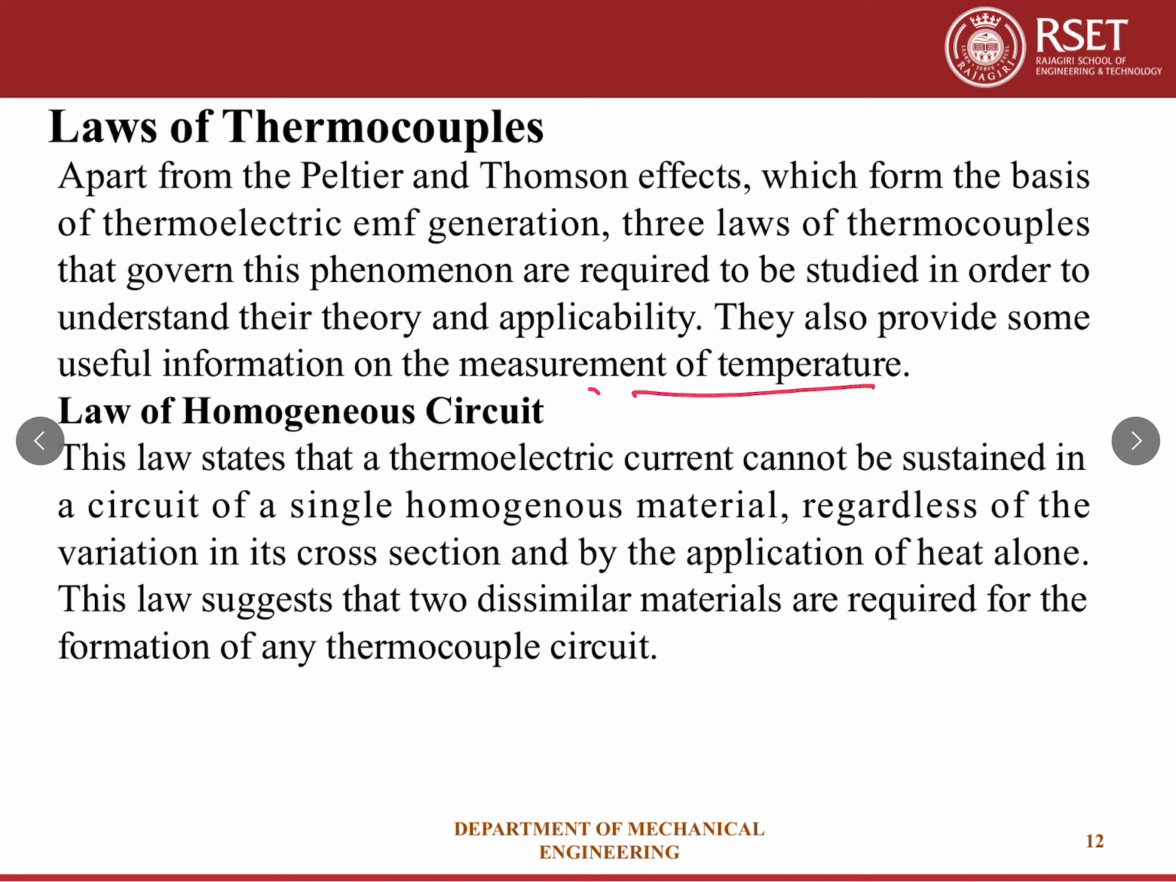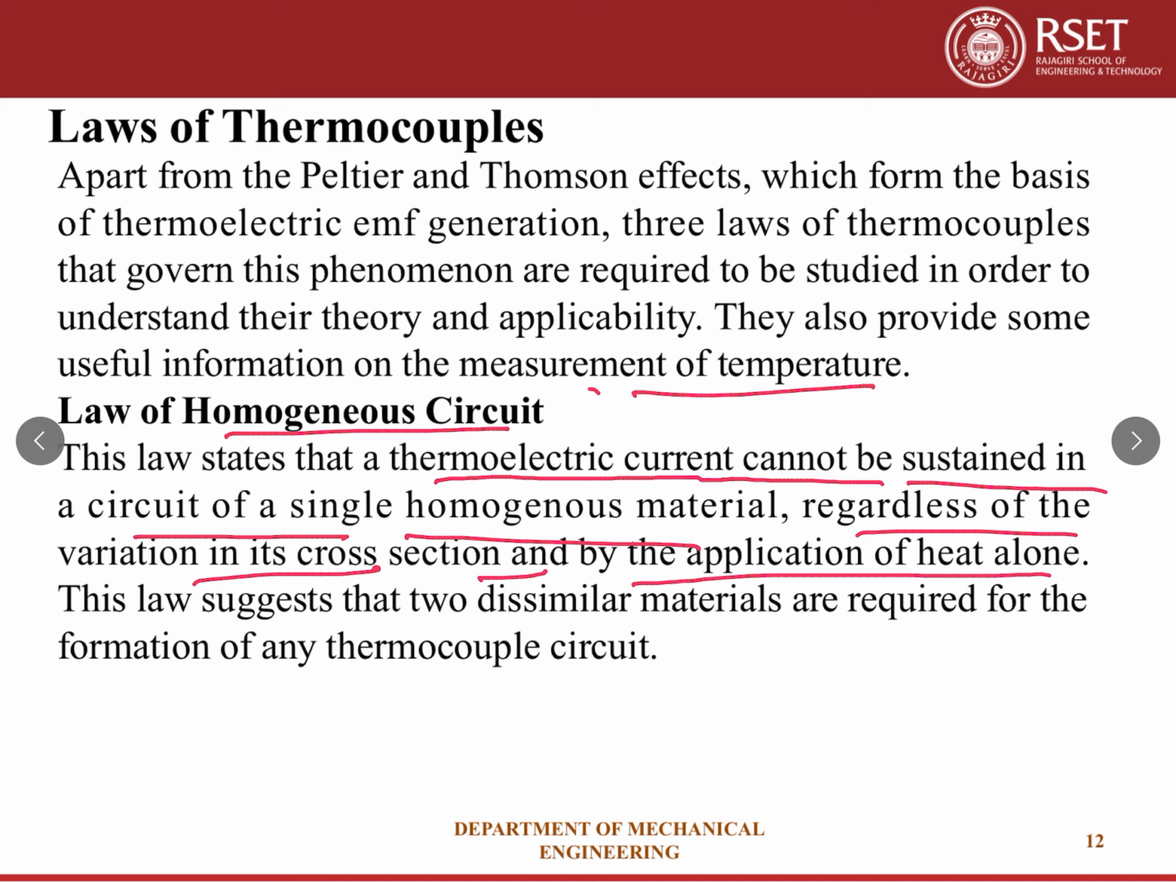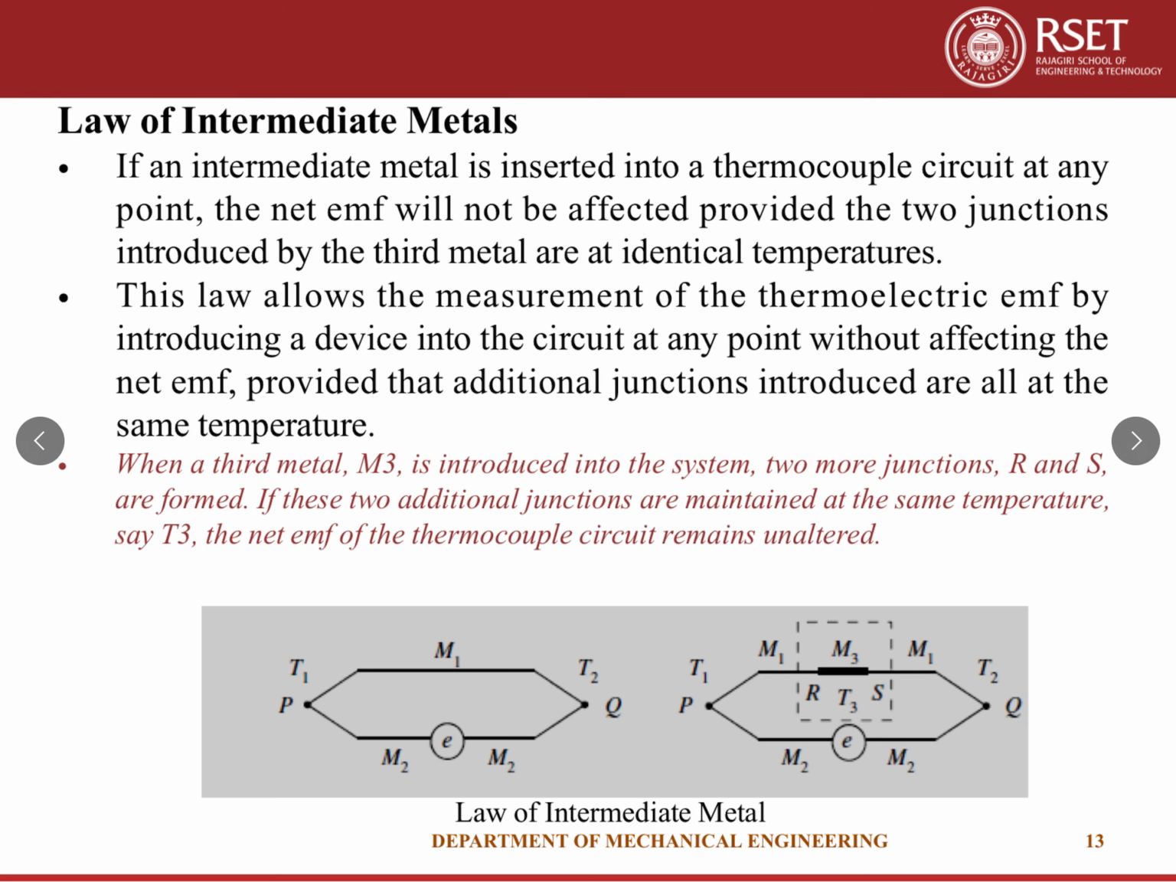First is the law of homogeneous circuit. This law states that thermoelectric current cannot be sustained in a circuit of a single homogeneous material, regardless of the variation in the cross section, by the application of heat alone. This law suggests that two dissimilar materials are required for the formation of any thermocouple circuit. So two dissimilar materials are required for a thermocouple circuit. That's the law of homogeneous circuit.